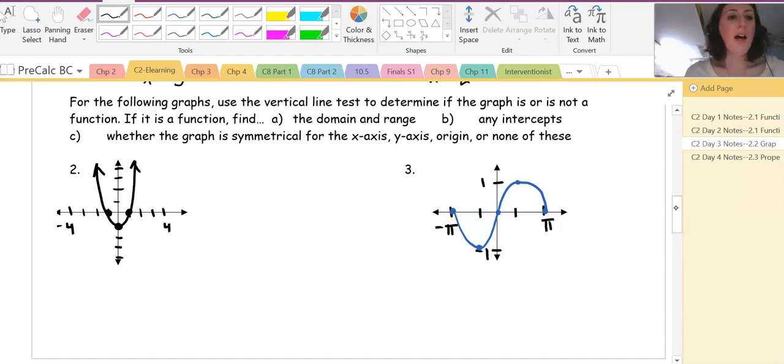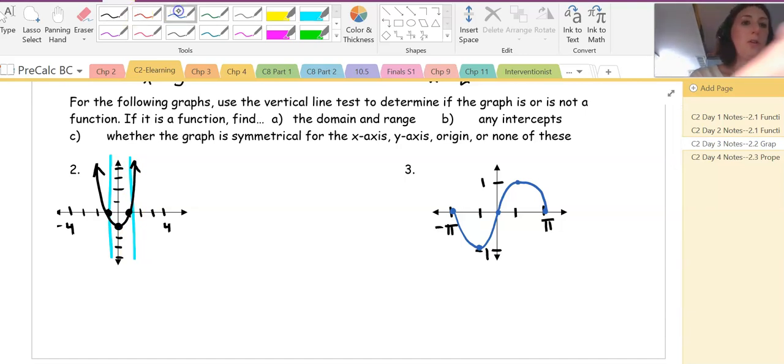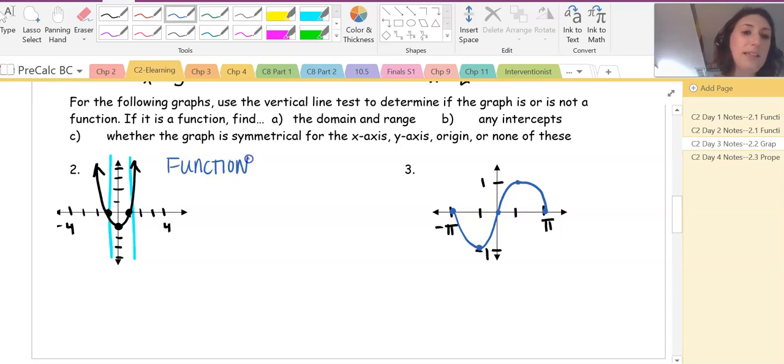Okay, so first things first, vertical line test. We should be able to say, yes, this is a function. Okay, so I'm going to write that down, function. So since it's a function, we get to do all of these other parts. Hooray! All right, domain. Well, it's a parabola, right? And parabolas have a domain of all real numbers.